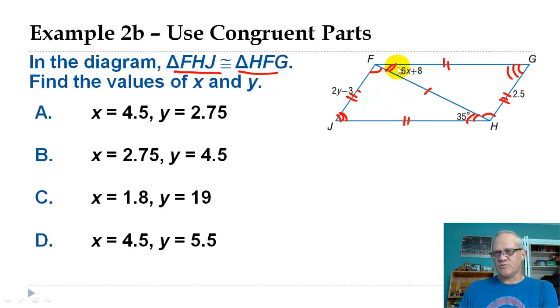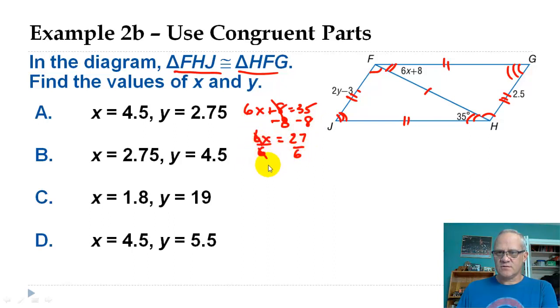That's angle 2. That's the angle with 2 marks on it. What does that match up with? Well, in the other triangle, that would be this one right here, which is 35. So we're going to say 6x plus 8 has to equal 35. Minus 8. So it looks like 6x would equal, what's that, 27? And then divide by 6. And so if you can see from the answers here, we're probably going to get some decimals. So 27 divided by 6, I get 4.5.